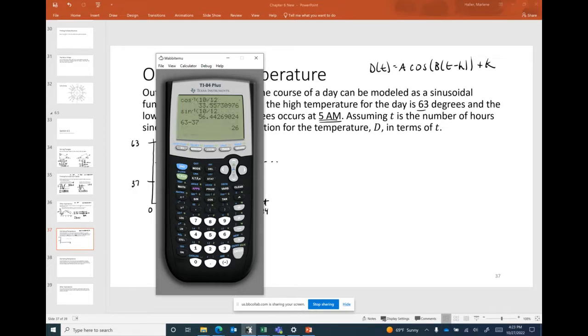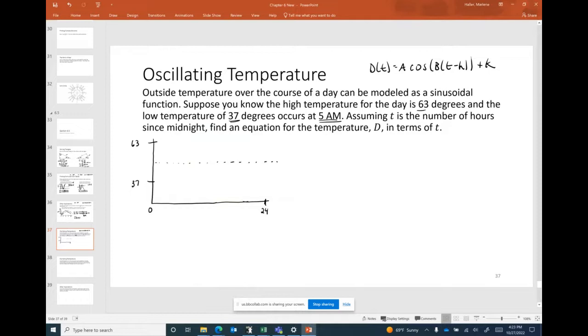63 minus 37, that's 26 divided by 2, it's 13. All right, so we're going to add 13 to the 37, that makes it 50. The midline then is at y equals 50.